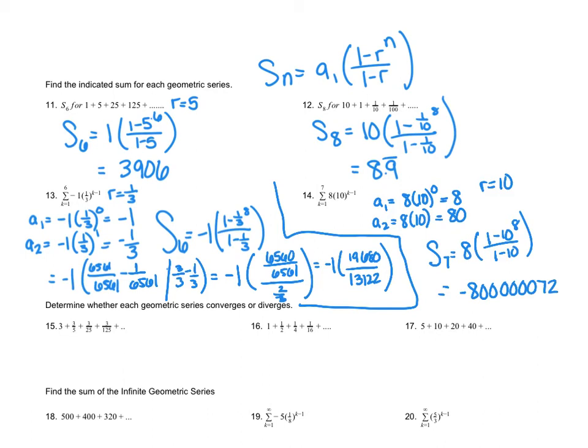Determine whether it converges or diverges. If the absolute value of R is greater than 1, it diverges. If it's less than 1, it converges. So R here is 1/5, so it is going to converge. R here is 1/2, again converge. And then R here is times 2, which is diverge.